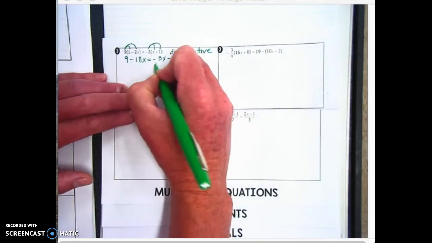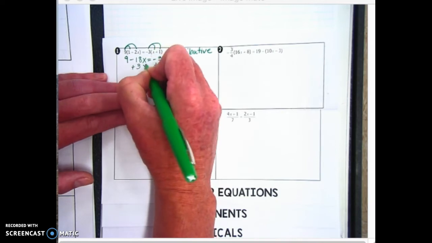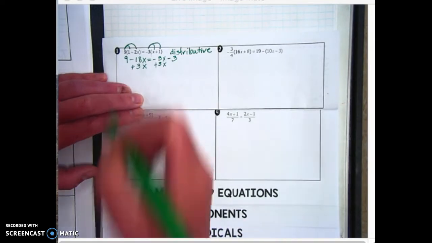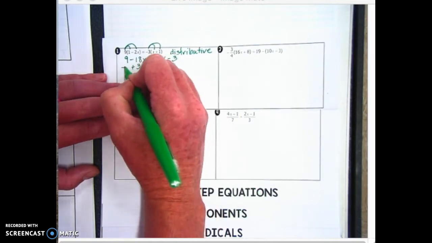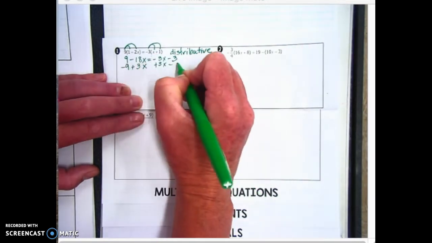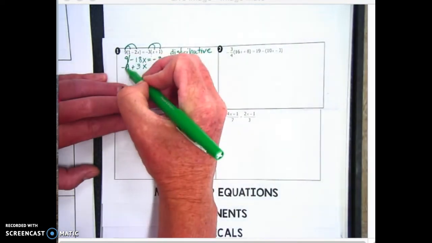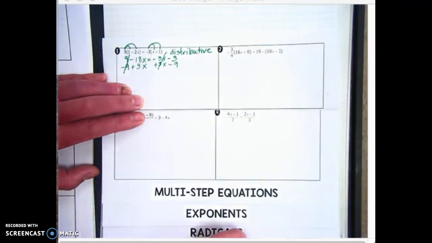I'm going to add 3x, mostly just because I prefer my variable on the left. But if you don't care, then add 18x. In the same step, I'm going to subtract 9. This can be done as 2 separate steps. I combine the 2 steps together just to save myself a little bit of time. Okay? These are opposites and they cancel. These are opposites and they cancel.